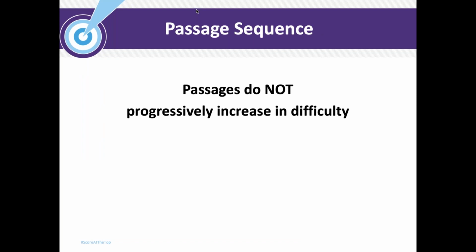As far as the passage sequence goes, the passages don't progressively increase in difficulty, although most students that I've worked with tend to find the history passage, so that primary source, that great global conversation, to be probably the hardest of the 5, with the literature passage sometimes also being a little bit challenging.